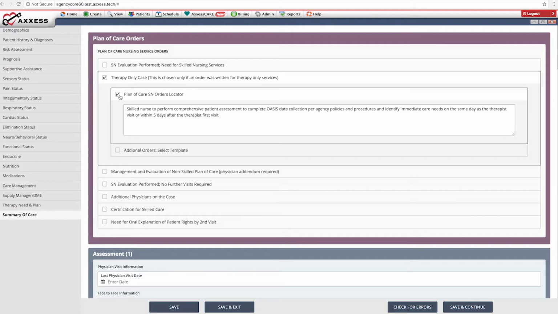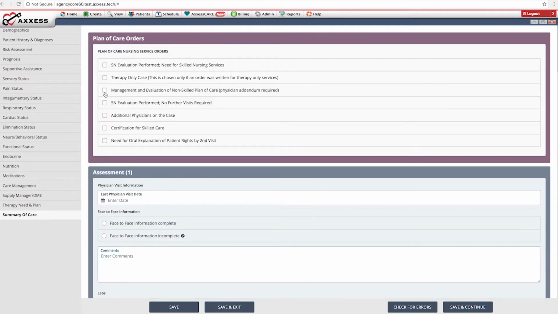Now, it says the nurse must go on the same day. So even if the nurse goes before the therapist completes their evaluation, as long as it's on the same day, that's all that really matters.